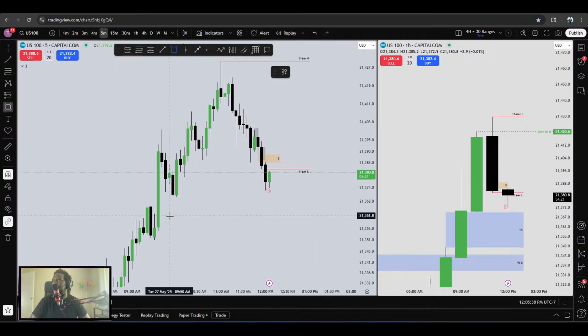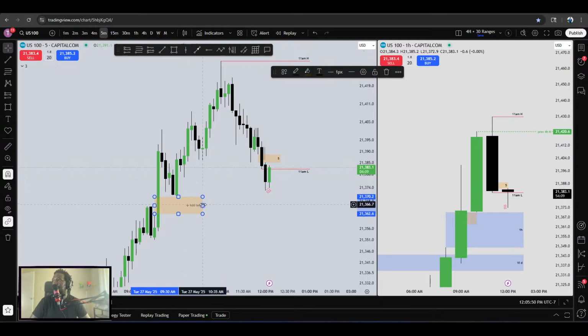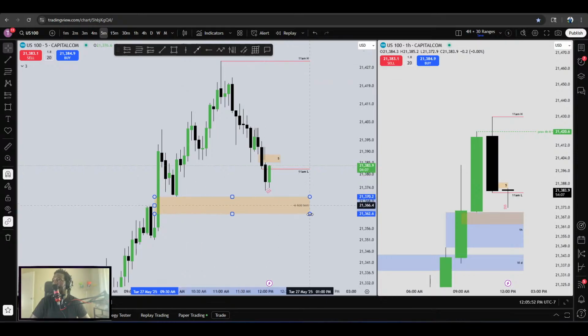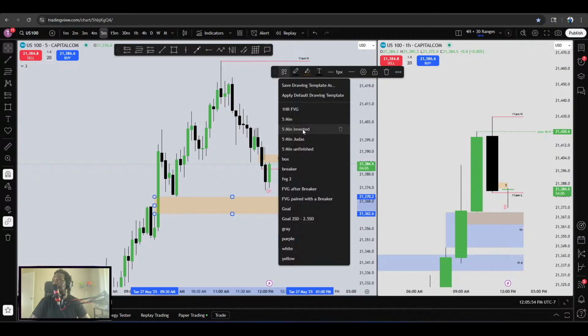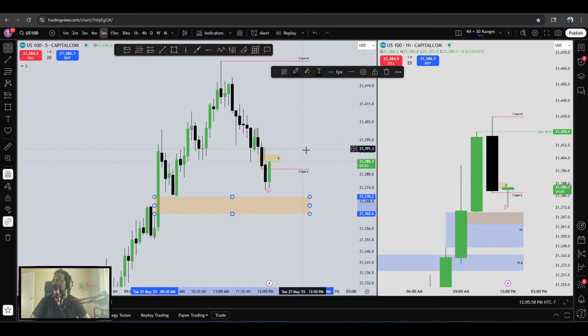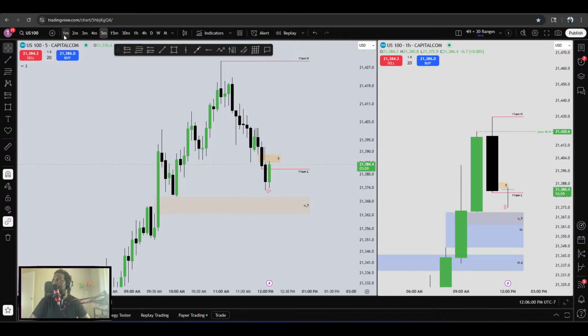This is an unfinished fair value gap here. It was supposed to be like this. This candle came in a little bit more, then this one came in a little bit more, but that gap is still not done, so I'm still gonna mark it and just call it an unfinished. Where is it? 5-minute unfinished. Oh, so I kind of know that boy is right there.